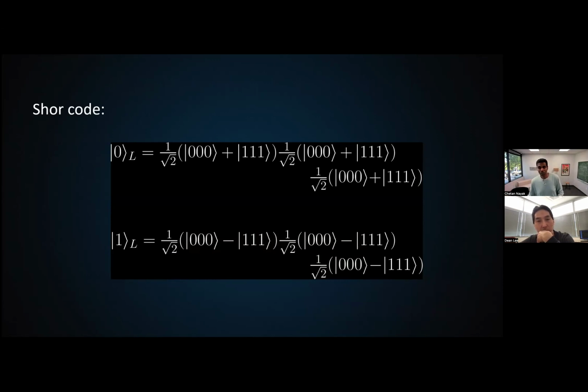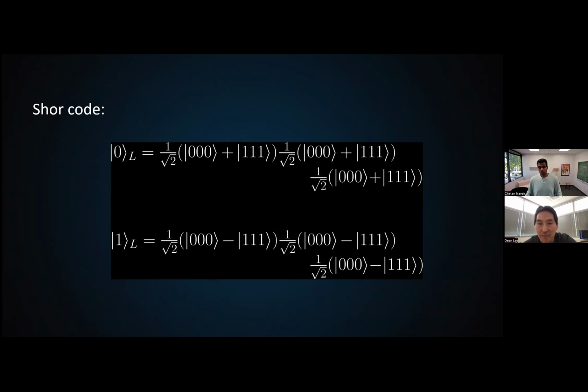So this is an example of a situation in which you can diagnose all types of errors: what we call a bit flip error, what's called a sigma X error, a phase flip error, or Z error, and also a combination of both, which is a Y error.